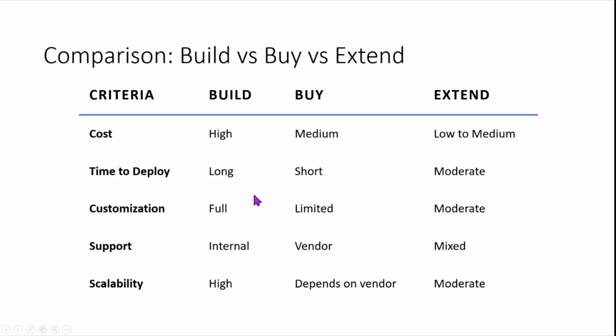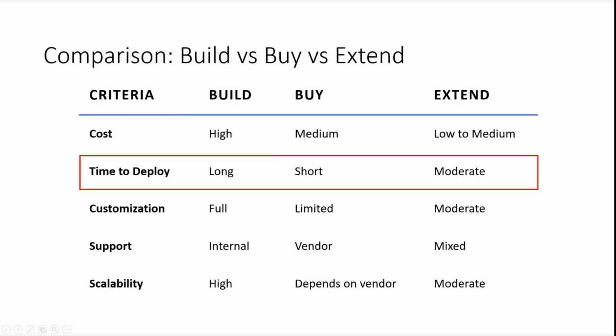Second parameter here is time to deploy. Obviously, whenever you are building, the full development lifecycle, testing, approval, as well as the integration will take time, so it is going to take a longer time for you. When you buy, it will be short because there are pre-built agents which can be deployed even within hours, or with some configurations, within a few days. Now the extend option requires moderate time because enhancing the existing agent is faster than building, but it takes more time than buying.